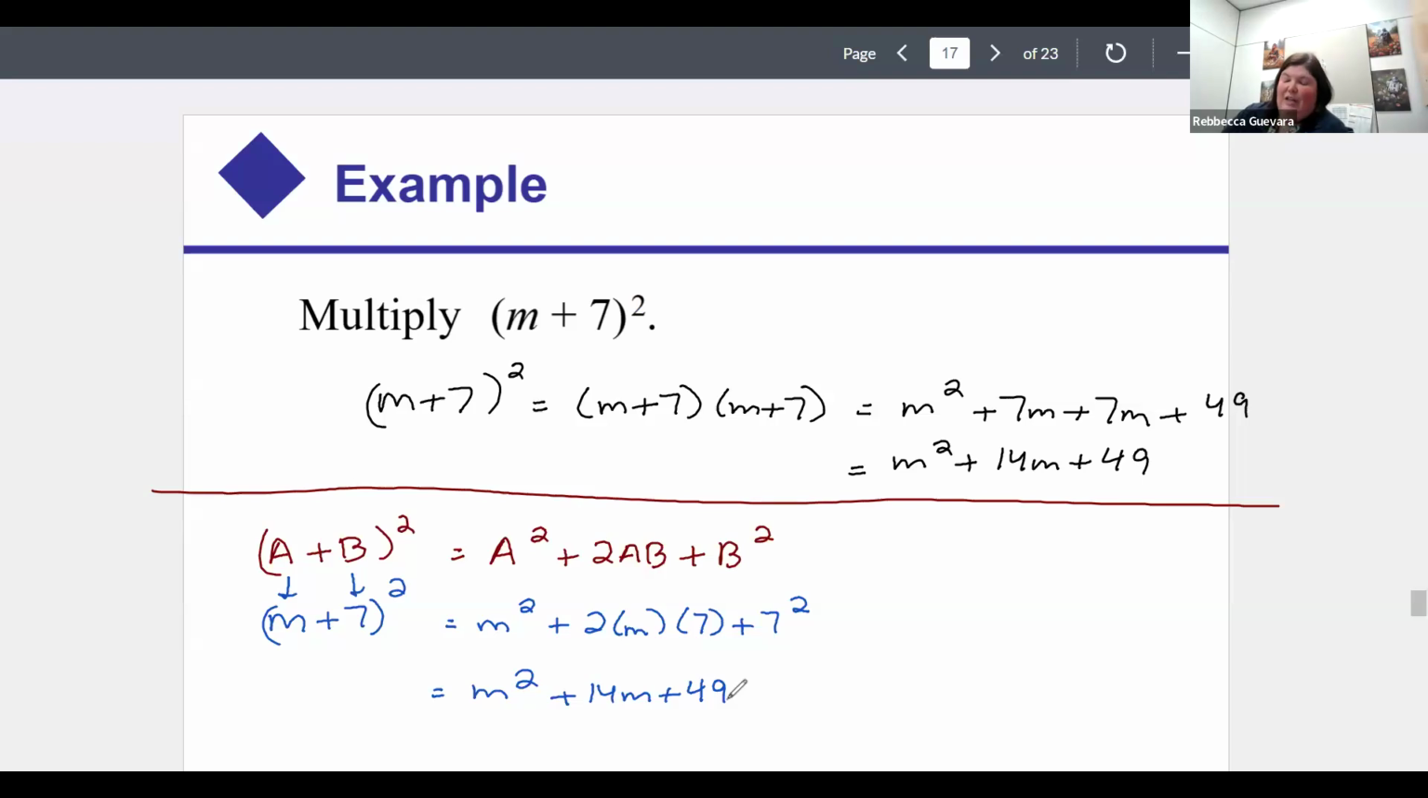So partly we use this as a quick recognition of how I can rewrite something, so I don't have to go through all this work of actually doing the expansion and the multiplication. If you know what a squared binomial is basically going to look like, you can cut to the chase and cut out some work for yourself.